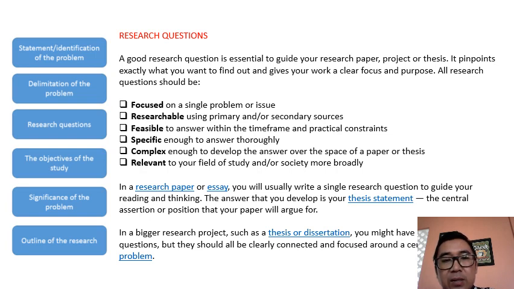Then feasible to answer within the time frame and practical constraints.